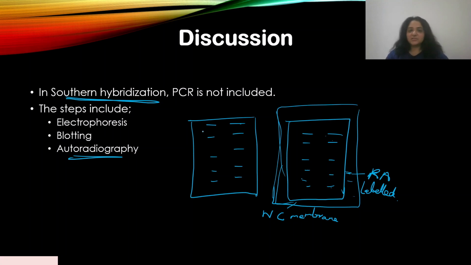That is basically Southern hybridization, but PCR is not included in this. If you have to answer the question, yes, PCR is not included. PCR is used when you want to amplify a particular desired fragment, which we are not doing here when we are talking about Southern hybridization. So the steps include electrophoresis, then blotting, the Southern blotting, followed by autoradiography. That is what is included in Southern hybridization.